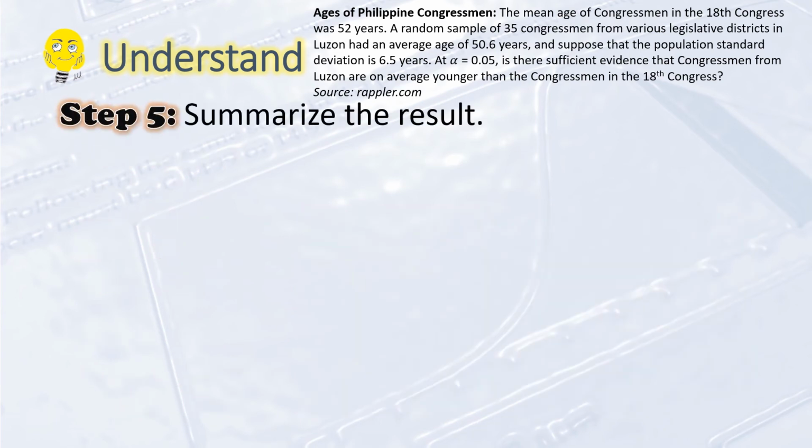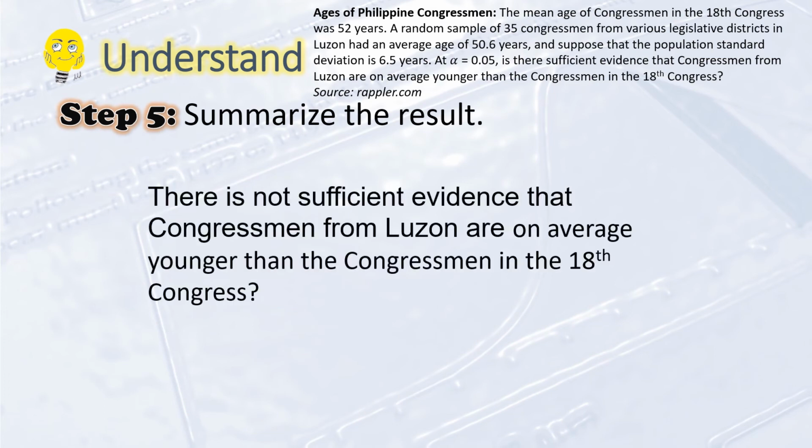Step number 5, we summarize the result based on the claim and step number 4: there is not sufficient evidence that congressmen from Luzon are on average younger than the congressmen in the 18th Congress. Let us have example number 3.